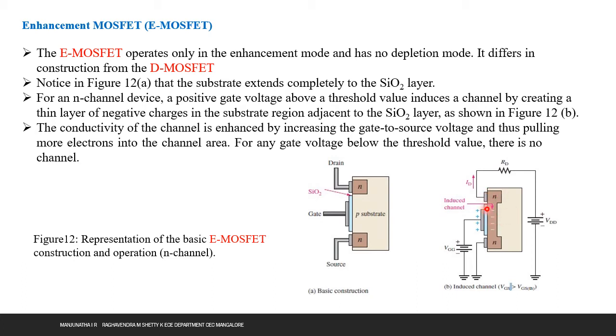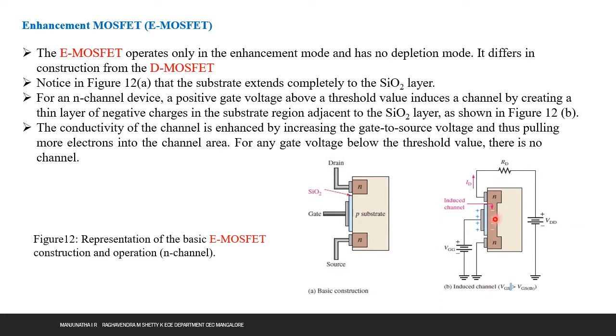Only above the threshold value of VGG, these positive charges will be trying to pull the negative charges from the N channel and P channel substrate. Then only it is possible to enhance or make the channel of N region. So this is how we are going to create the N channel between these two N regions.